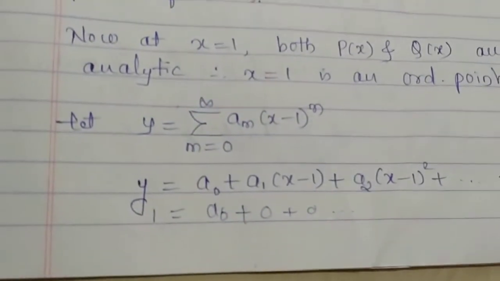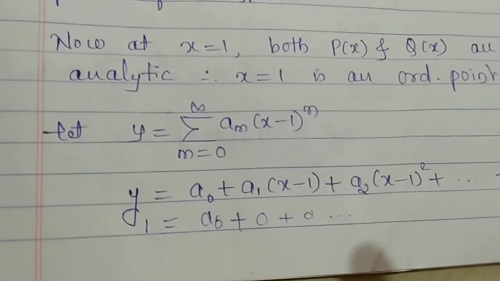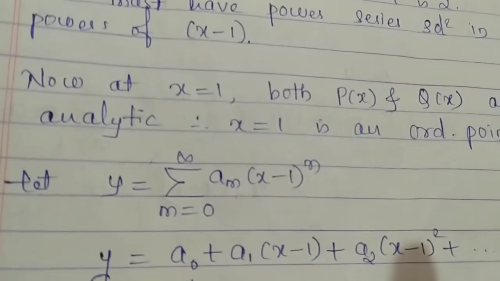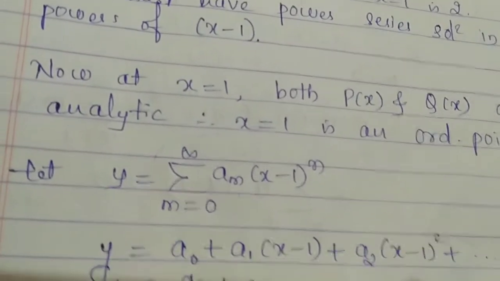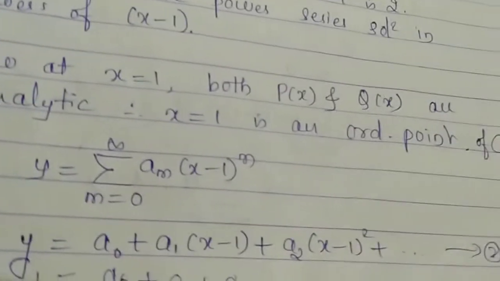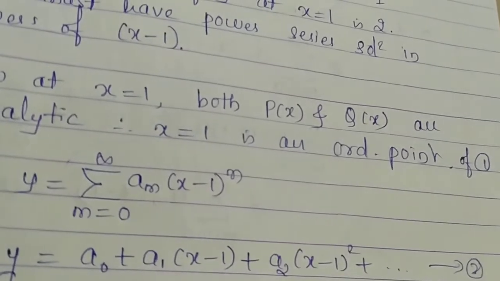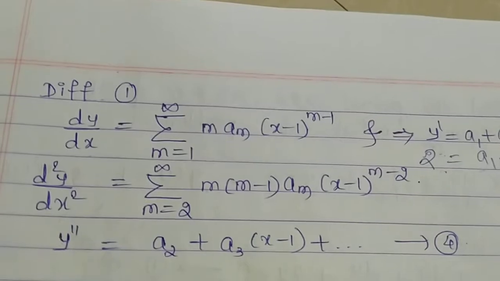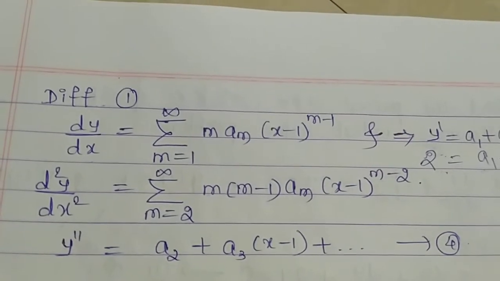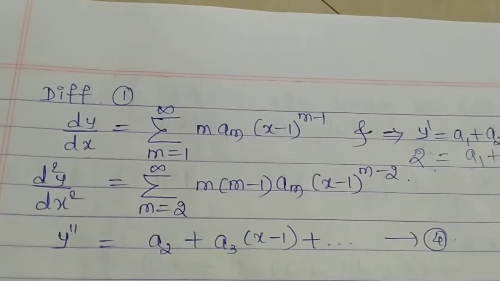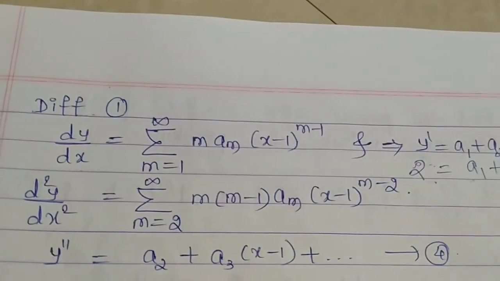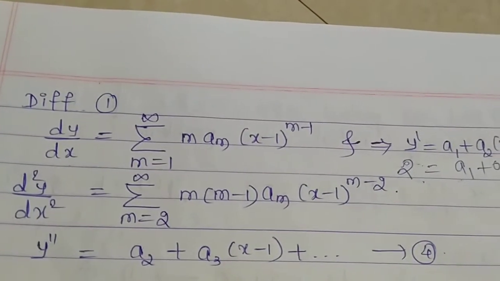So what is my solution? My solution will look like y is equal to summation m from 0 to infinity am (x minus 1) to the power m, that is, y is equal to a naught plus a1 (x minus 1) plus a2 (x minus 1) square plus so on. I will call it equation number 2. And I have to differentiate y two times to find dy by dx and d square y by dx square. After differentiating one time, I will get my y dash, that is dy by dx.